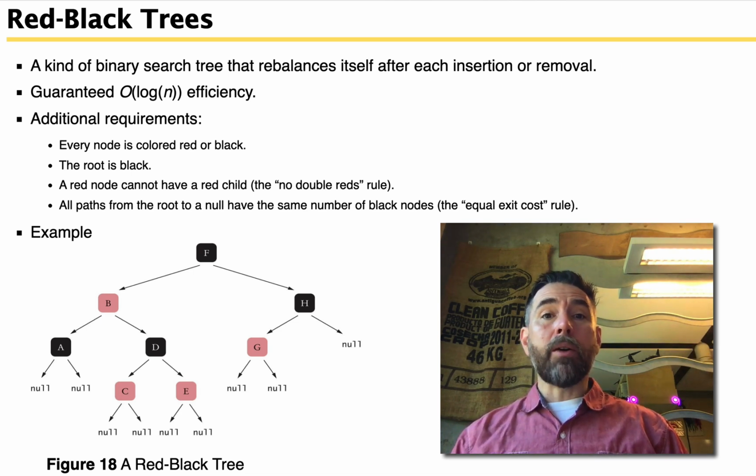Because remember, when you add things to a search tree, the order in which you add things to the search tree dictates the shape of the tree. Red-black trees correct that. So let's jump into it.